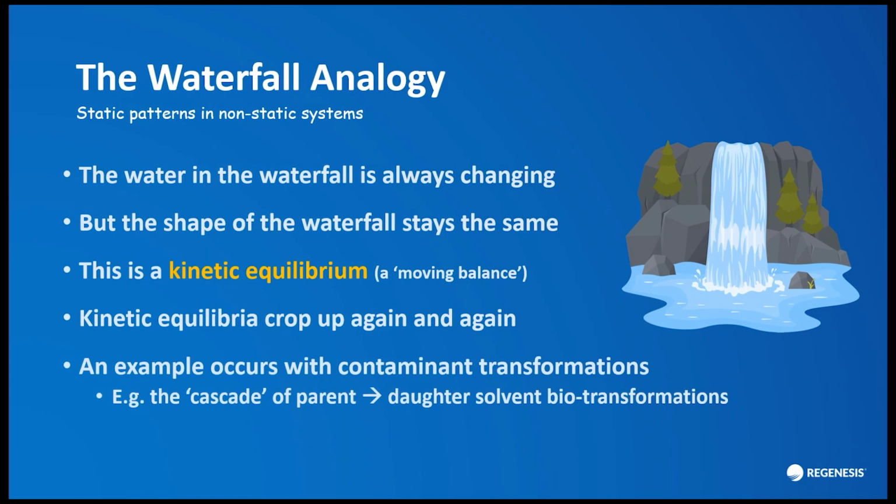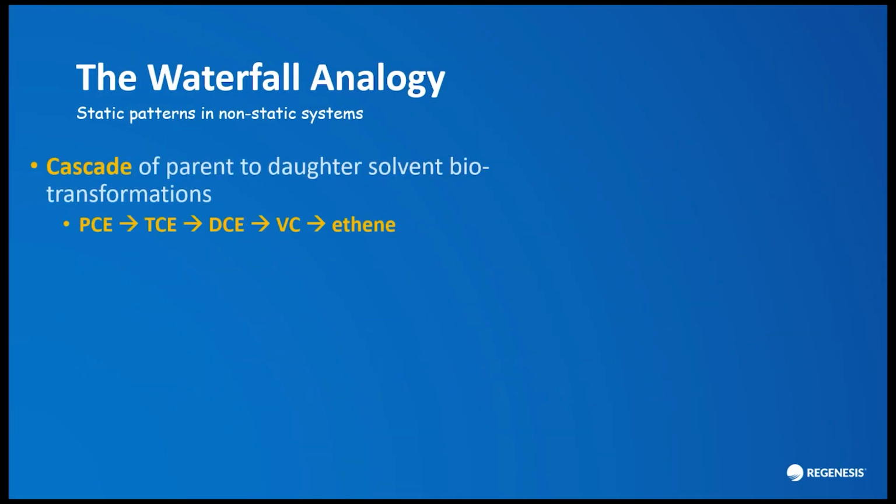An example that we'll explore occurs with contaminant transformations, and specifically the cascade of parent to daughter biotransformations when we're doing, say, a biotreatment of the chlorinated ethenes. It's interesting that we in fact use the word cascade to look at the transformations of parents to daughter solvent biotransformations. We're almost referring to it as a waterfall already, but this is the cascade. I mean, PCE to TCE to cis-DCE to vinyl chloride to ethene.